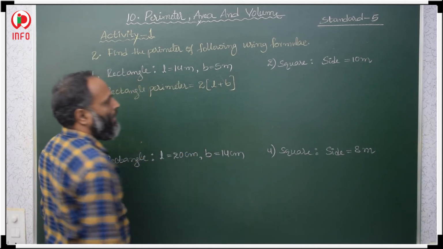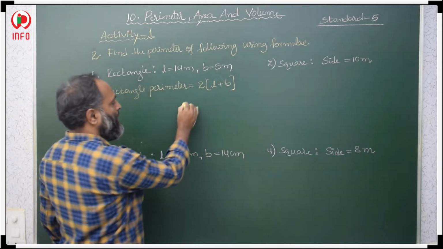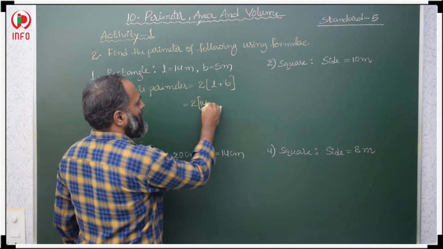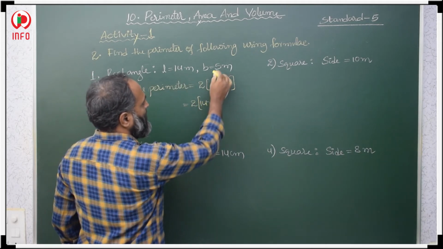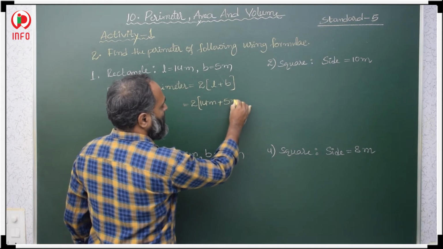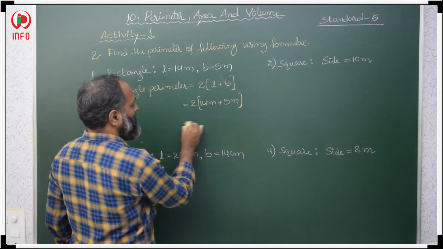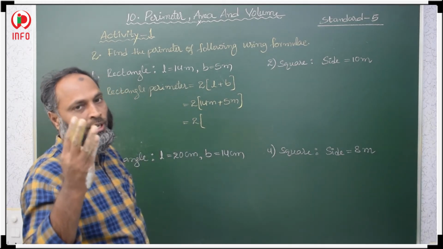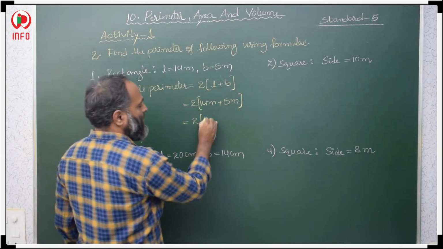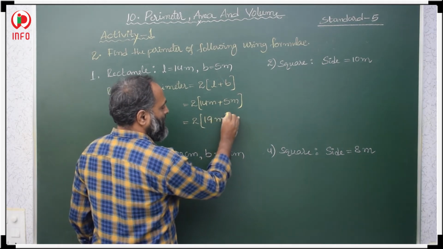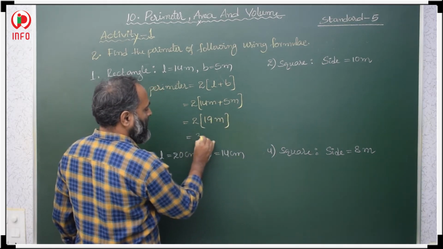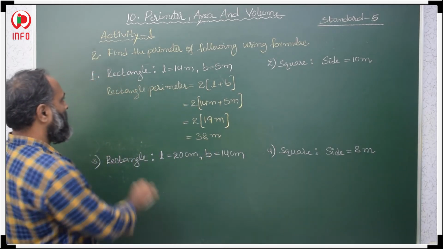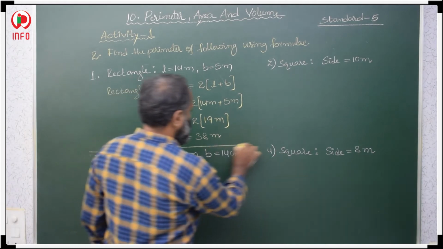2 into length plus breadth, that is 2 into, what is the length? 14 meters, and what is the breadth? 5 meters. Then 14 plus 5, how much? 14, 15, 16, 17, 18, 19. 14 plus 5 is 19 meters. 2 19s are 38 meters. This is the perimeter of the rectangle.